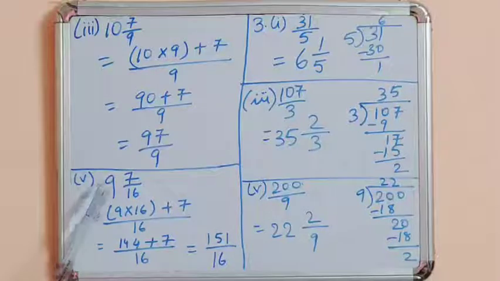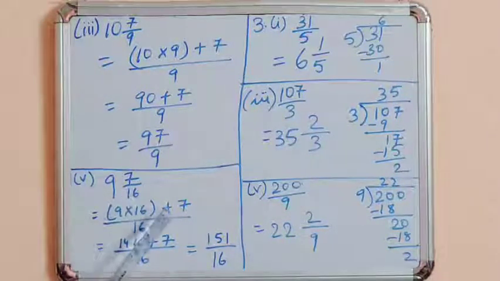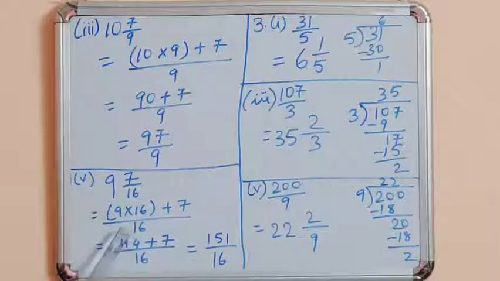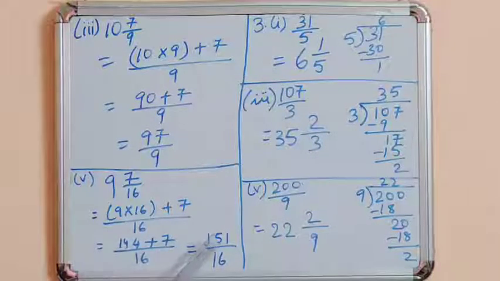Number 5, 9 7 by 16. Again 9 into 16 plus 7 divided by 16. So 9 into 16 is 144 plus 7 by 16. So if you solve this, you will get 151 by 16.